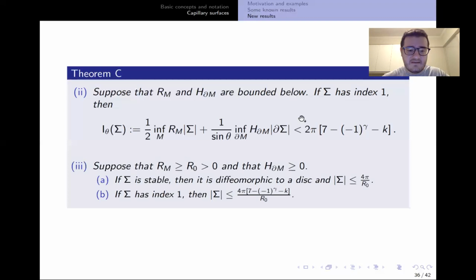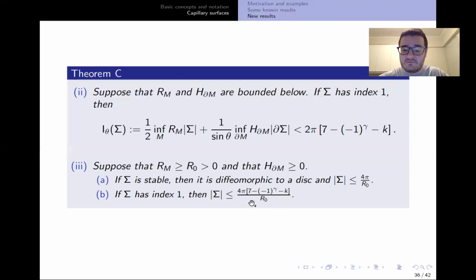And finally, the third part says that if we have a scalar curvature bounded away from zero and a weakly mean convex boundary, then we have two options for the area of sigma when it has low index. If sigma is stable, then it is actually diffeomorphic to a disk, and its area is bounded above by a multiple of the inverse of the scalar curvature. And if sigma has index equal to one, then there's not much to say about the topological type, but the area of sigma is bounded above in terms of its topology. So this is interesting.